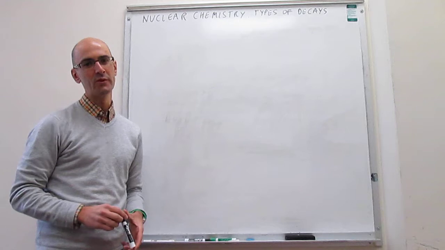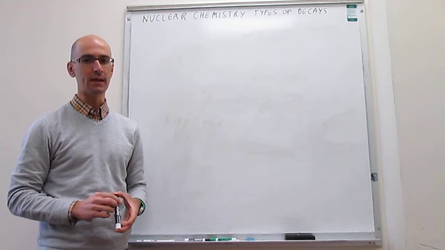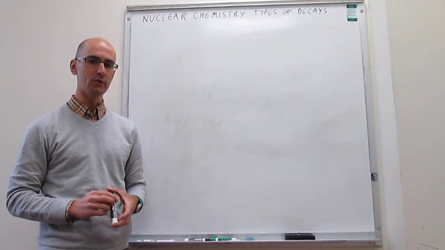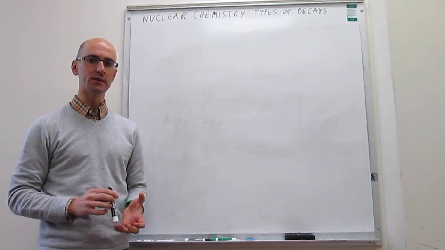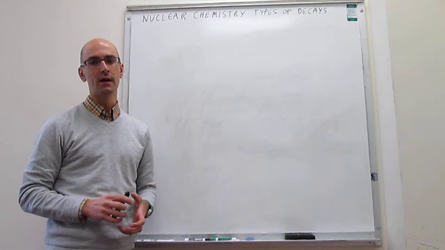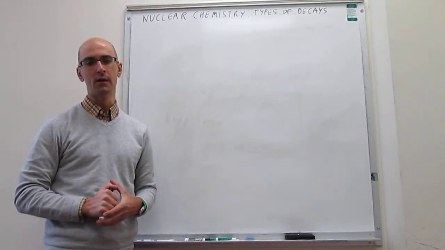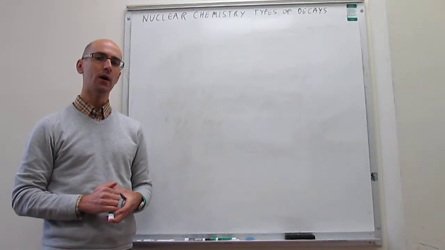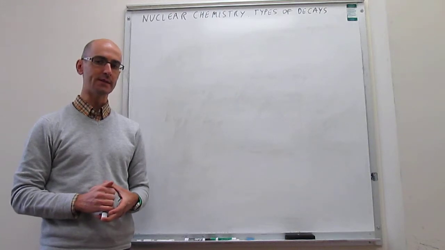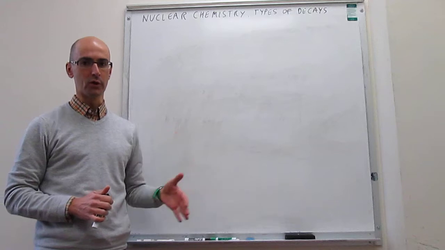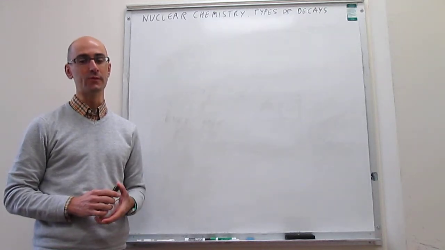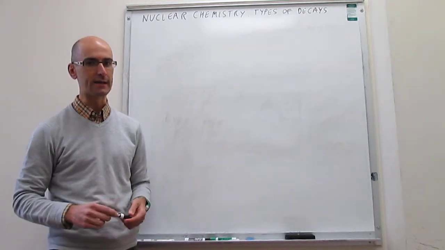In this video we review the most common types of decays that happen in nuclear chemistry. As we've said in the introduction to this series of videos on nuclear chemistry, of the 2,000 or so nuclei that we know, only about 279 or so are stable. The rest tend to undergo decays. So again, what we're going to do here is try to review the most common types of nuclear decays.